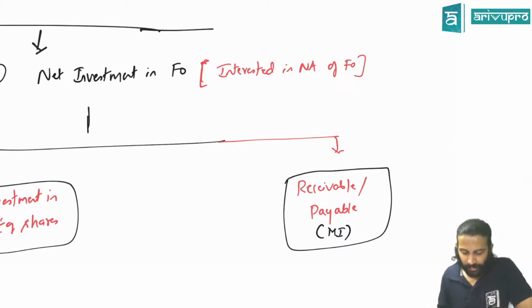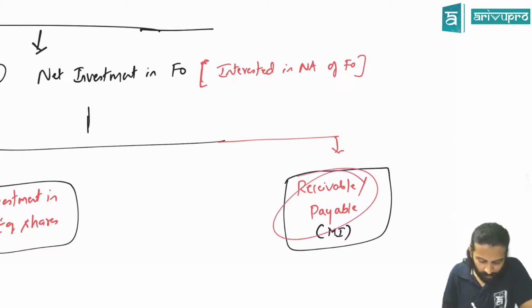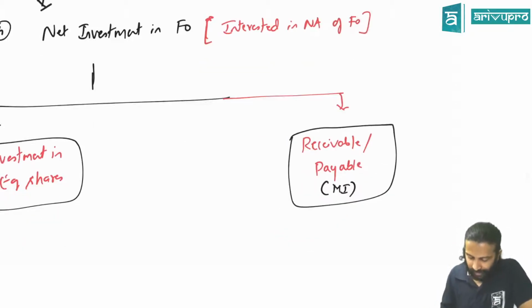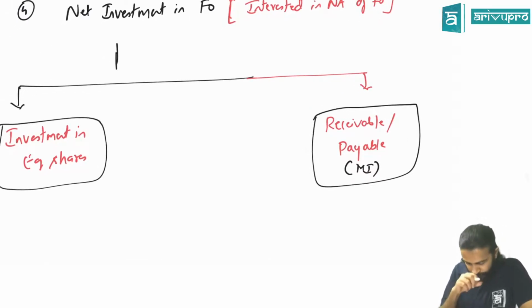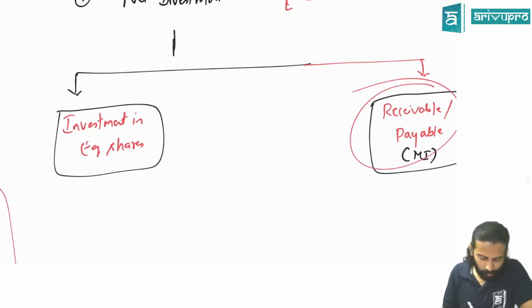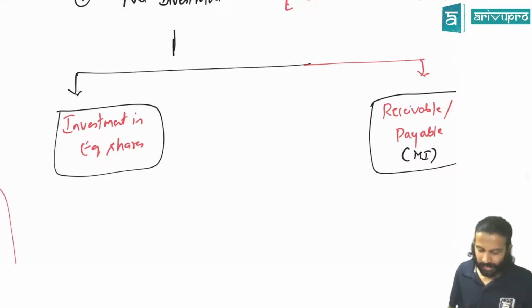So leave that. How will you get net investment? One moment, I'll tell you what that is. I've not yet completed the chart. You have to check whether this is receivable or payable. We have a couple of problems based on this also, don't worry. I want to finish the chart and then take up the problem.